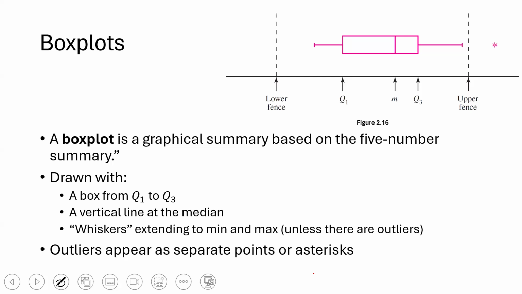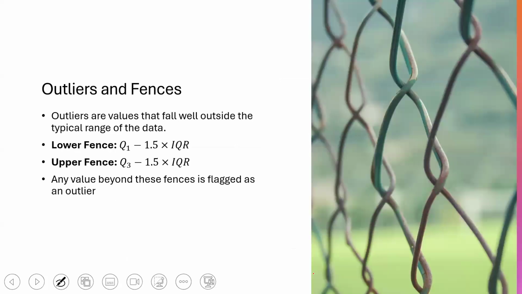I said the whiskers extend to the min and max, the biggest and lowest value inside the fences. So we need to know how to find the fences. Anything outside the fences we classify as an outlier. So the lower fence is Q1 minus 1.5 times the IQR. Upper fence is Q... I messed up that slide, Q3 plus 1.5.